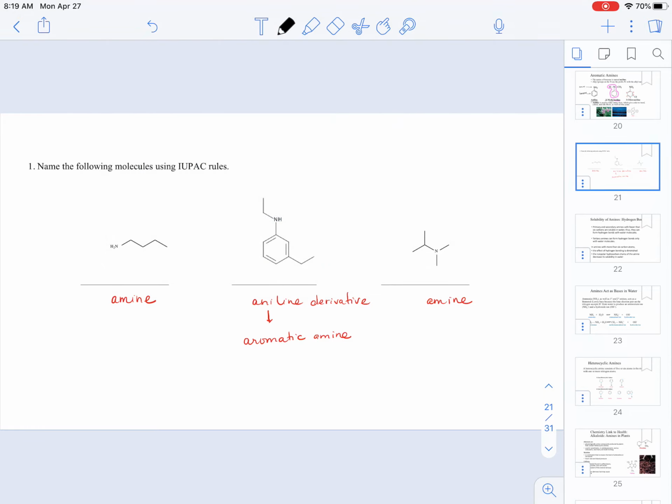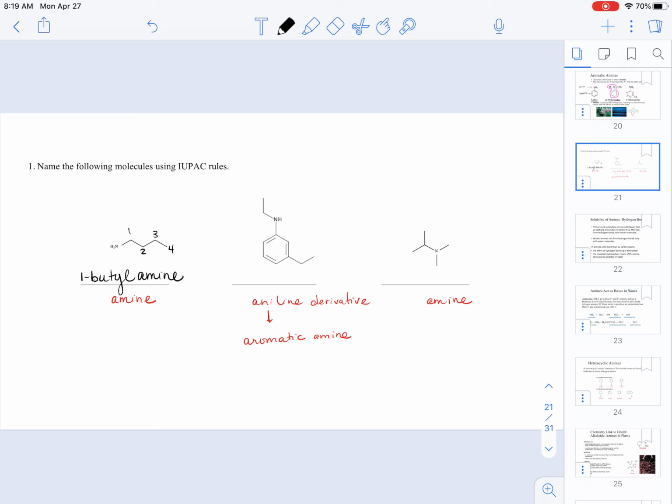So when it comes to this, as we can see here, we have 1, 2, 3, 4 carbon atoms bonded to an NH2. So we only have one substituent. So in this case, we have butylamine as the name of that compound.